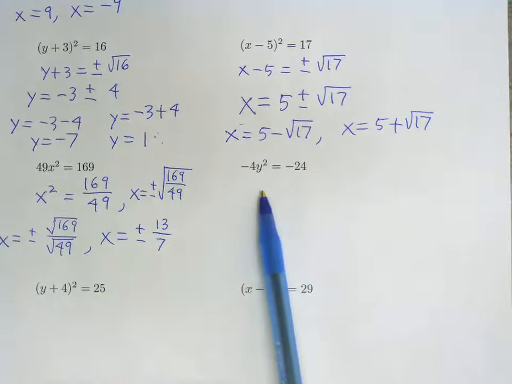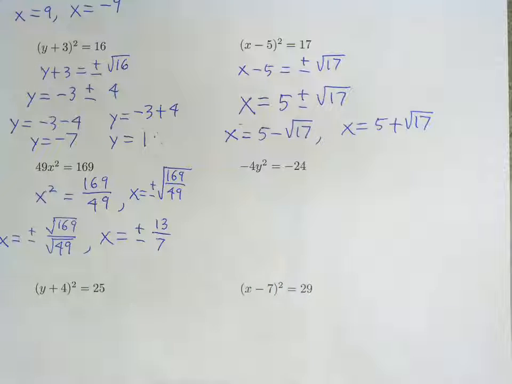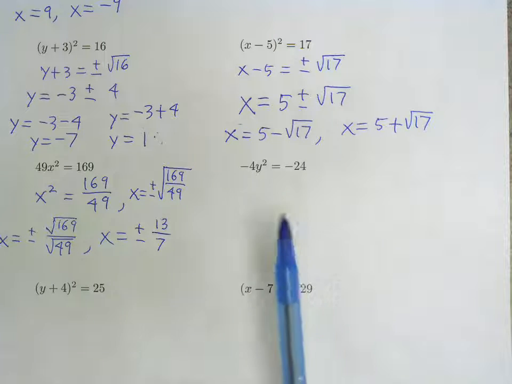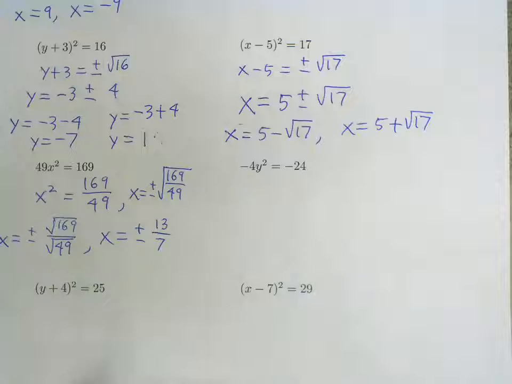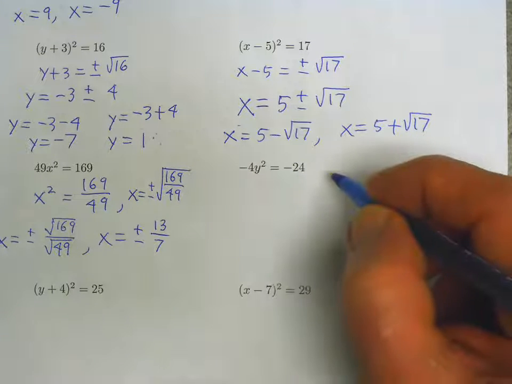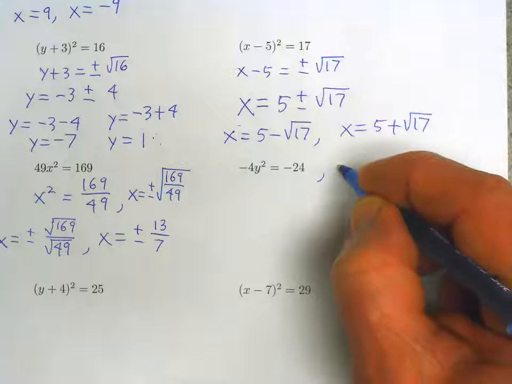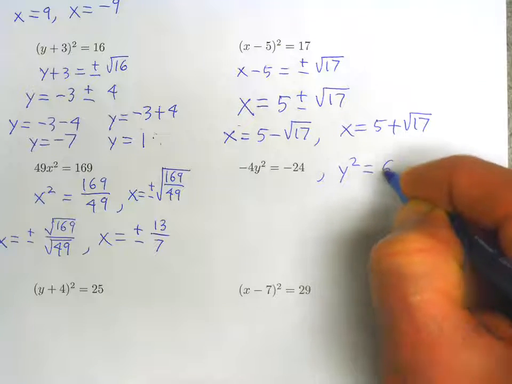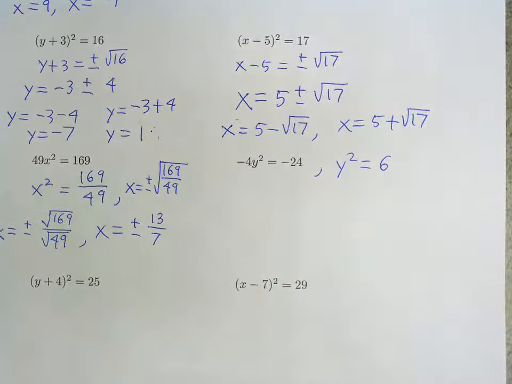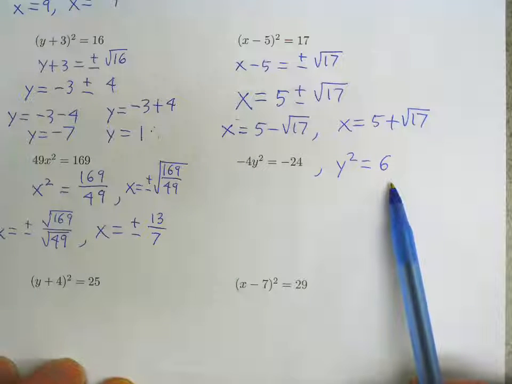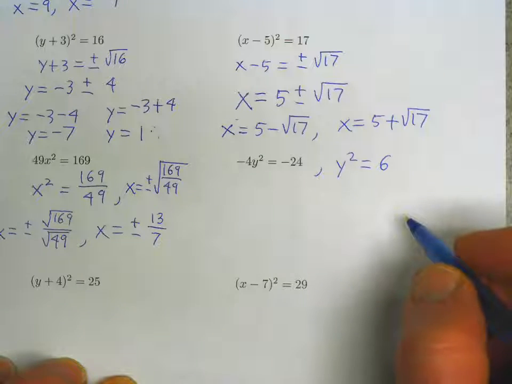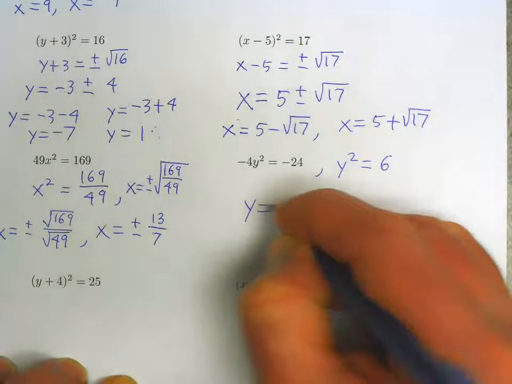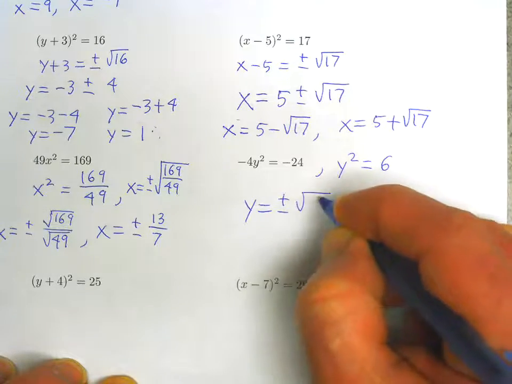Okay, in the next example, we have negative 4y squared equals negative 24. On this one, what we want to do is divide both sides by negative 4 first. And when we divide both sides by negative 4, we get y squared equals 6, because negative 24 divided by negative 4 is 6. Okay, now we can apply the square root property. Since y squared equals 6, we can write y equals positive and negative square root of 6.